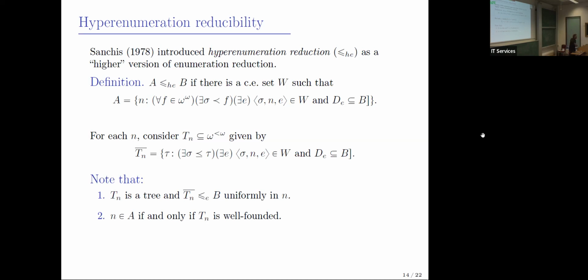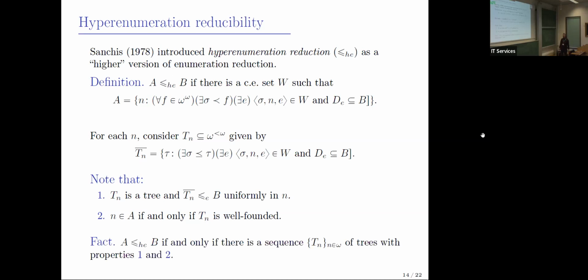An infinite path witnesses that there's some F in this definition for which you don't have a sigma and a D such that sigma n D is an axiom in W and D is a subset of B, right? An infinite path through Tn is exactly a witness that n is not in A. And the reason I've written these two things down is because A is hyperenumeration below B if and only if there's such a sequence of trees. You can forget this definition if you want, and just say there's a sequence of trees whose complements are enumeration below B, and the nth one is well-founded if and only if n is in A.